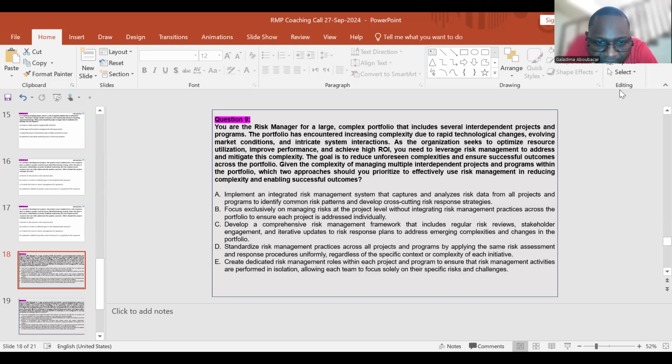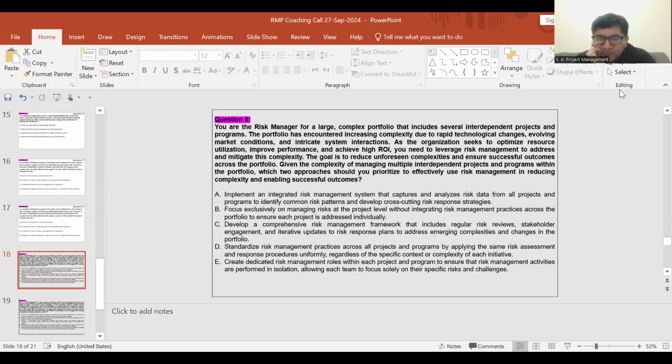D also. It's saying standardized risk management practice across all projects and programs. D and E, right? Yeah, D and E. C, develop a comprehensive risk management framework that includes regular risk review, stakeholders engagement, and iterative update to risk response plan to address emerging complexity and changes in the portfolio. C can be a good option.